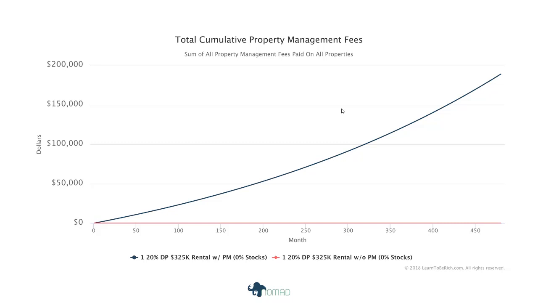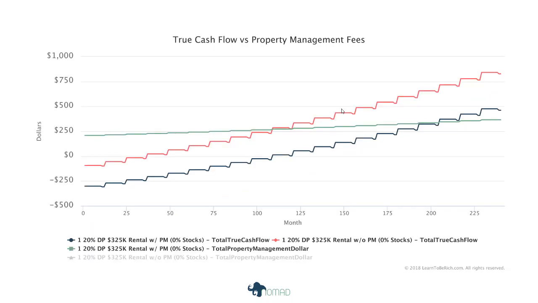So over the course of a 40-year period, in exchange for not having to manage the property yourself, in exchange for not having to find your tenants and screen them and look at your property and do all that stuff, you end up paying about $180,000 in property management fees on one property. Okay?